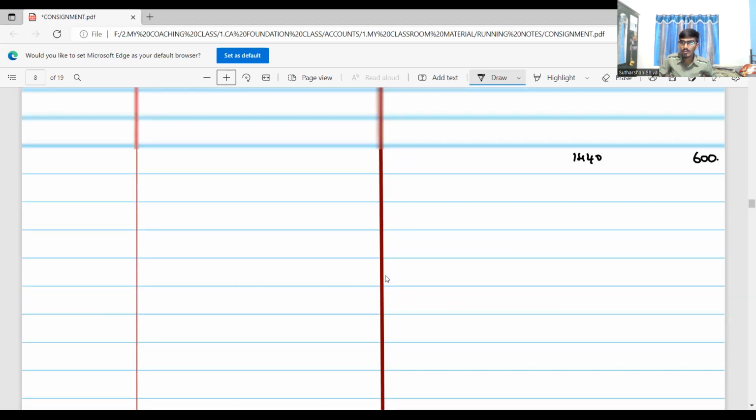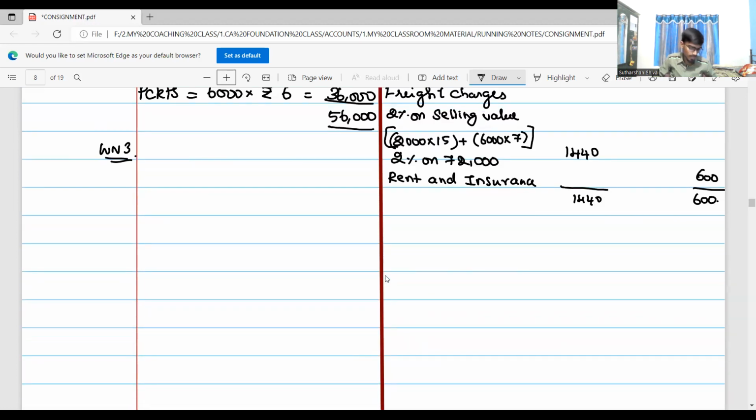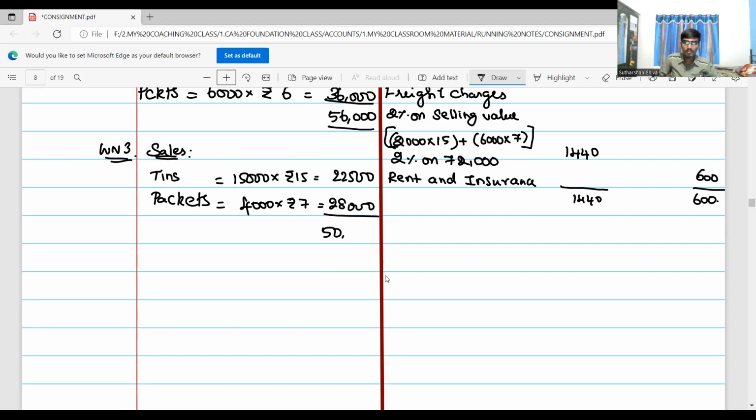Okay. Then move on to working note 3. Your working note 3 will be sales. Calculation of sales. You can write it down. You have tins and you have packets. So tins, you sold 15,000 tins at rupees 15, you will get 22,500. Then packets is 4,000 into rupees 7, you will get 28,000. So the total answer is 50,500.